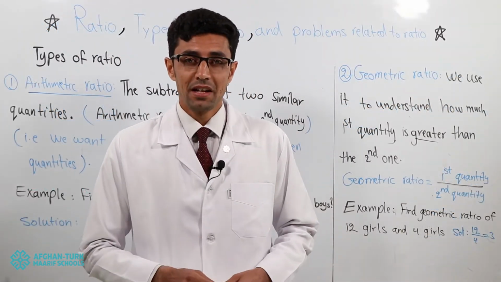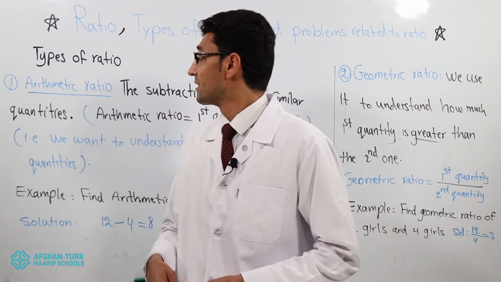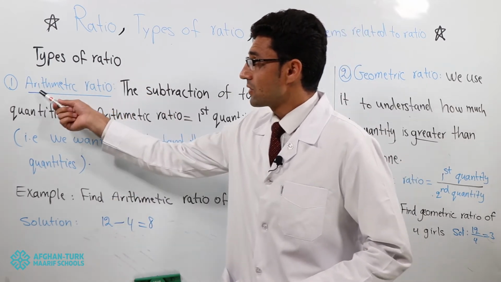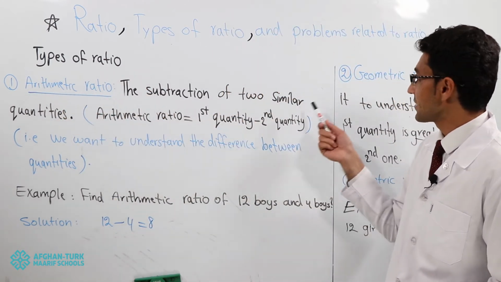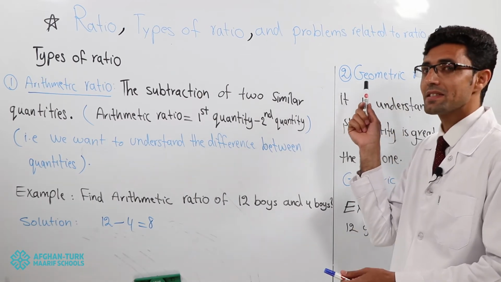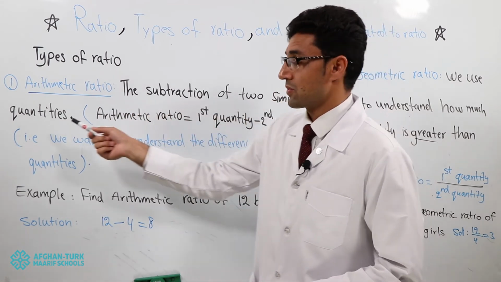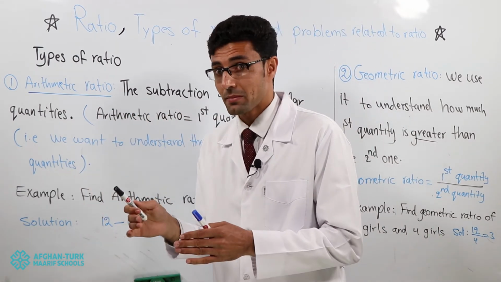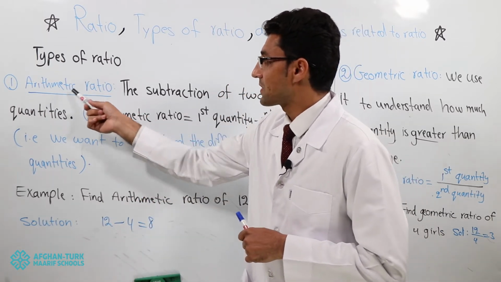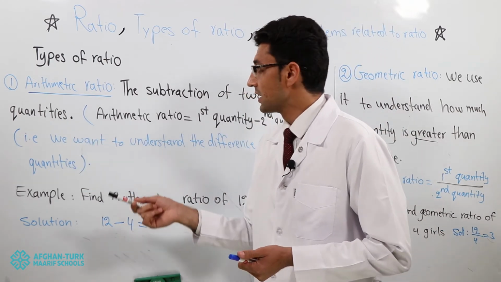Okay, dear students, let's start the second part of ratio. What is that? Types of ratio. Okay? We have 2 types of ratio. One is arithmetic ratio and the second one is geometric ratio. Let's start. The subtraction of 2 similar quantities. Subtraction, you know subtract. 2 minus 2 is how much? 0, okay?